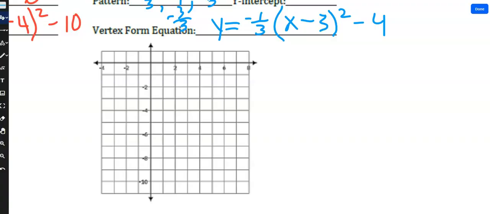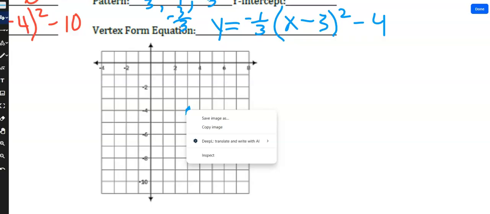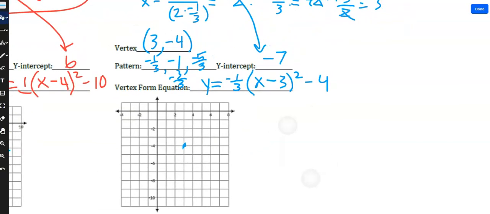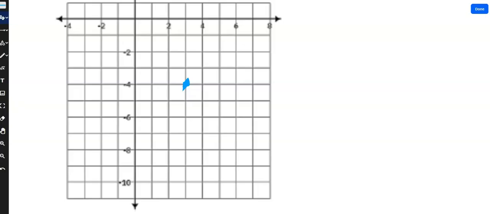So we can try that. 3 over and 4 down. And the pattern is negative 1/3. So over 1, down 1/3. Over 1, down 1. Over 1, down, let's see, negative 5/3 would be 1.6 repeating. And then you'd have duplicates on the other side.